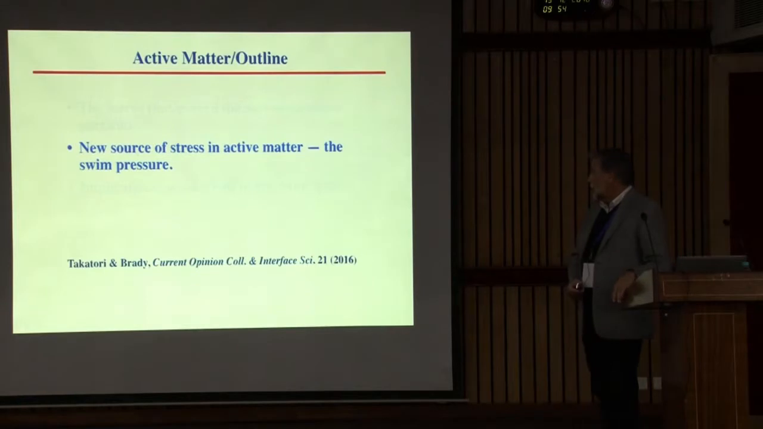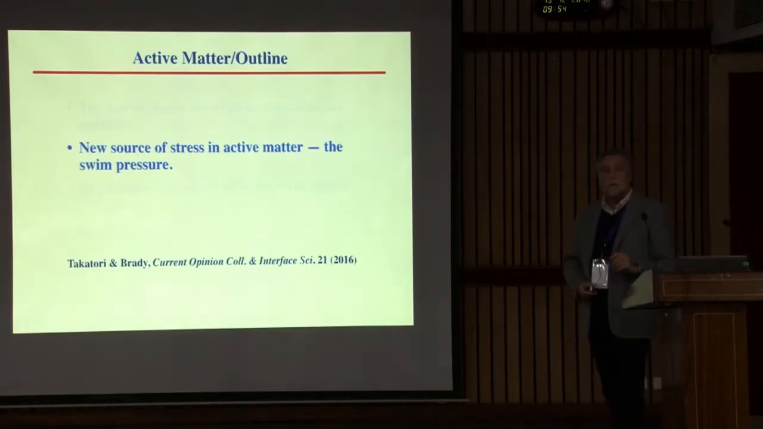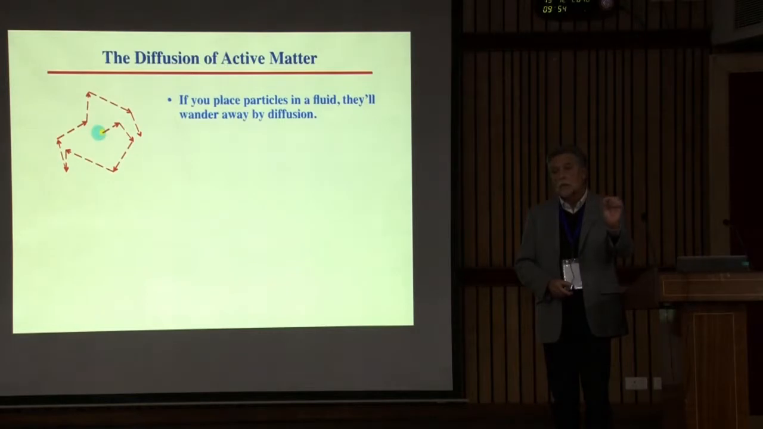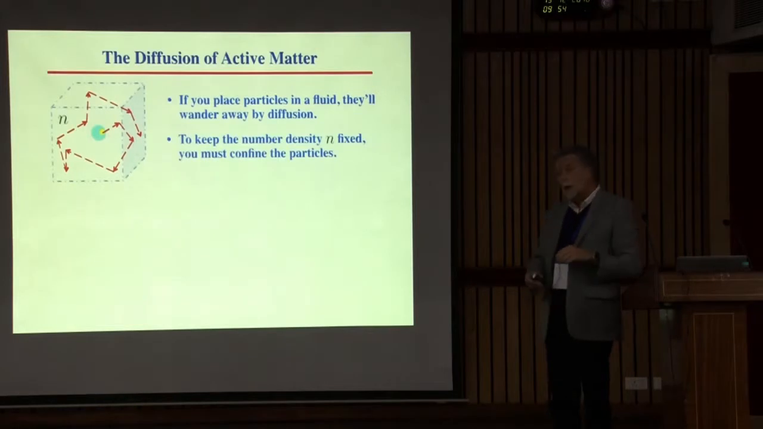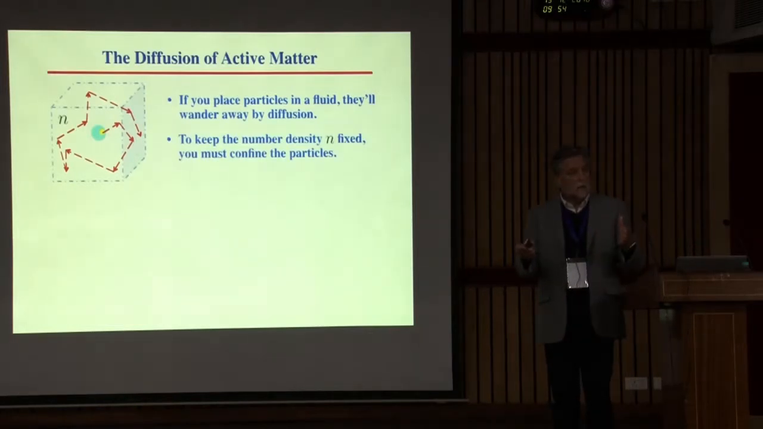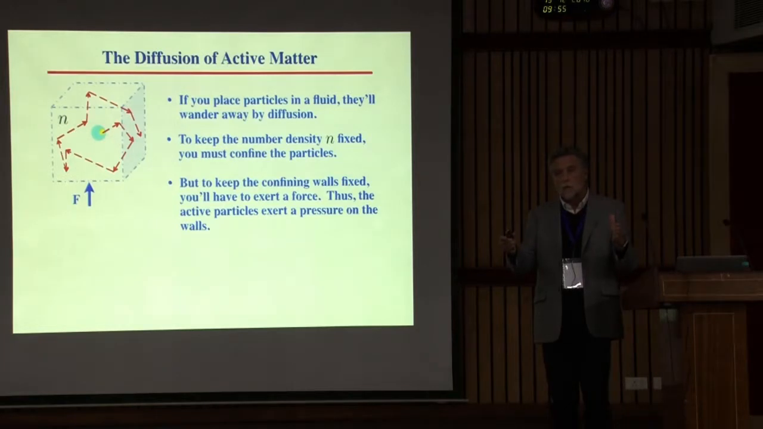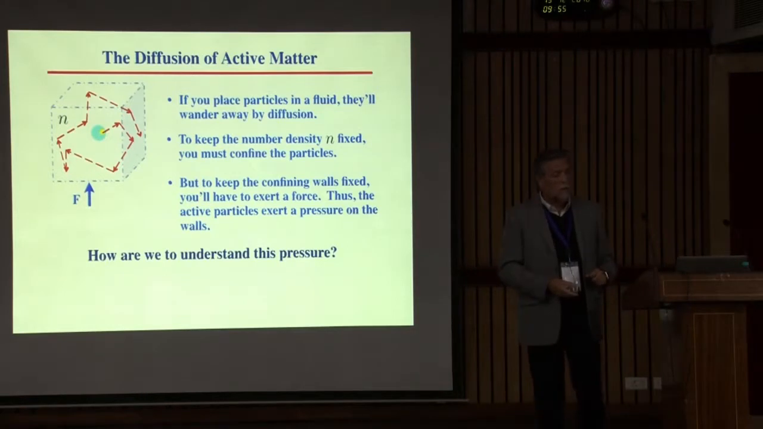Okay, so the next topic then is, from that, I'm going to derive for you a new source of stress in active systems. That's what we call the swim pressure. And so here's how the argument goes. If you place a particle down in solution, it'll wander away by diffusion, because that's what it means to diffuse. So if you want to keep the number density n fixed, then you have to put it in a container. By virtue of the fact that you put it in a container, you now need to exert a force to hold the walls of the container fixed, or alternatively, the particle exerts a pressure. Just by the fact that you put it in the container, it generates a pressure. Okay? And so how are we supposed to understand where this pressure comes from?